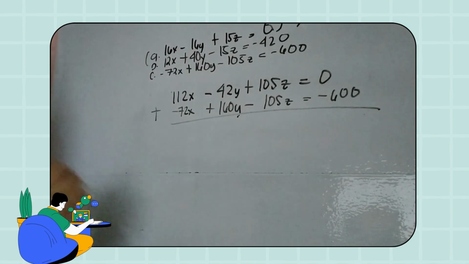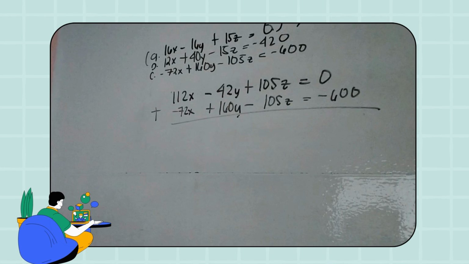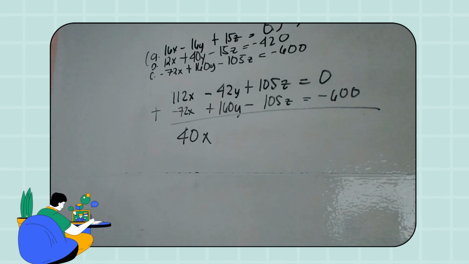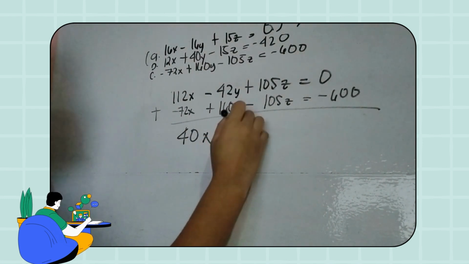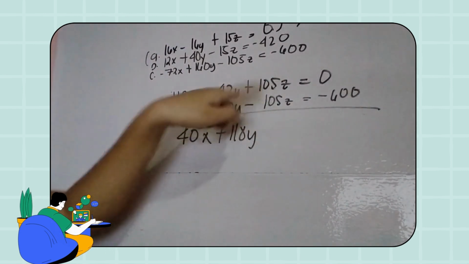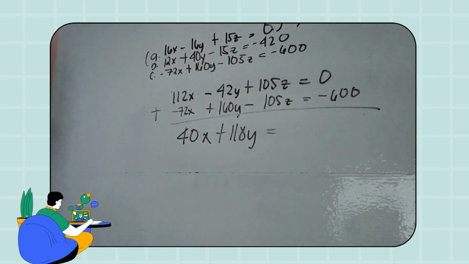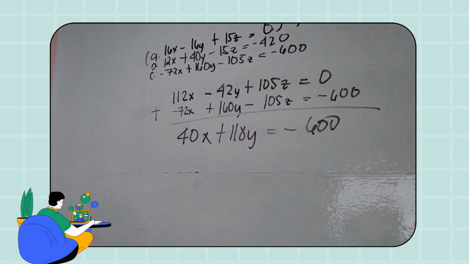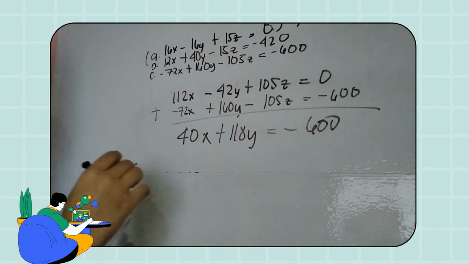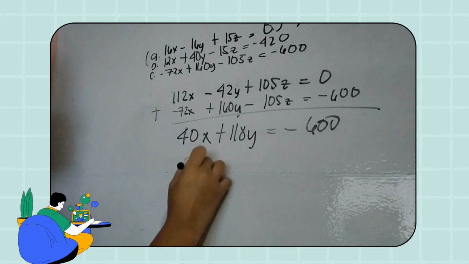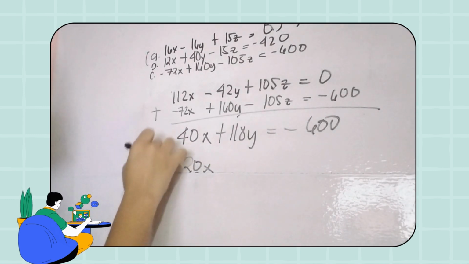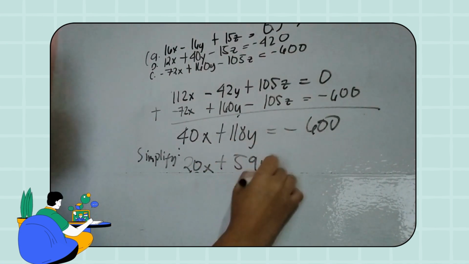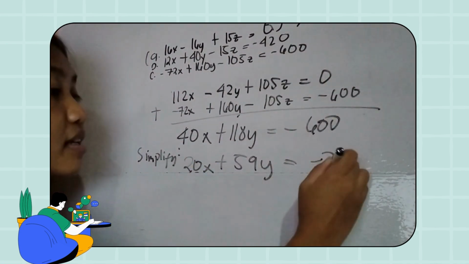So let's add it. 112x plus negative 72x will be 40x. Negative 42y plus 160y will be positive 118y. And obviously this is 0, so we're going to continue with 0 minus 600, which is still negative 600. Let's simplify it by dividing by 2. We have here our simplified version: 20x plus 59y equals negative 300.